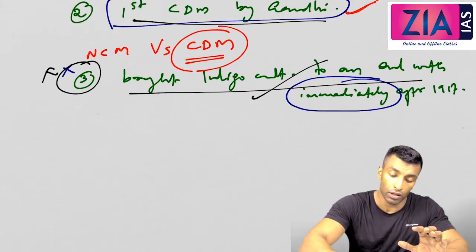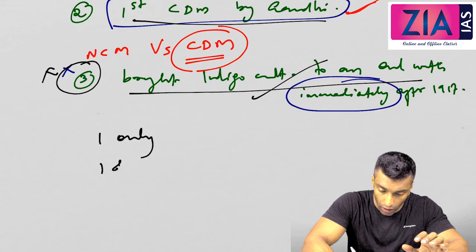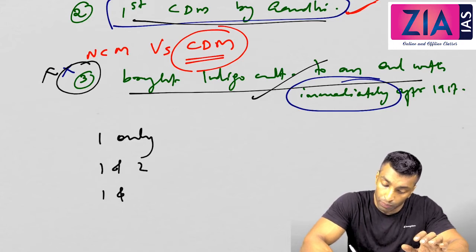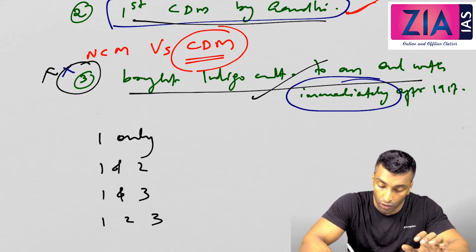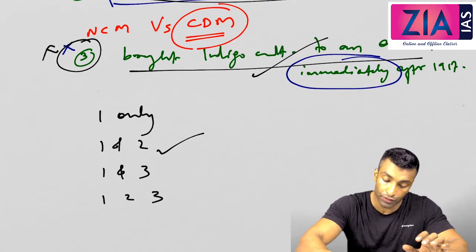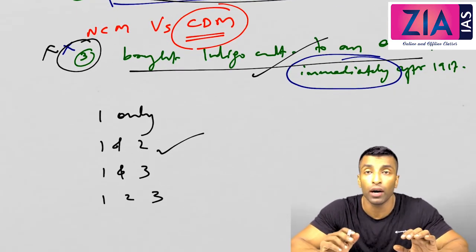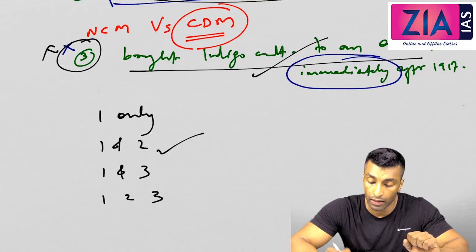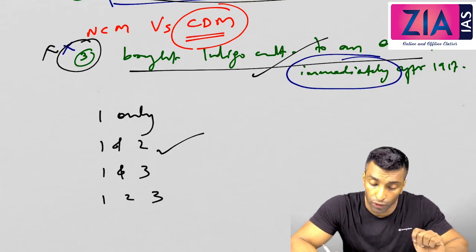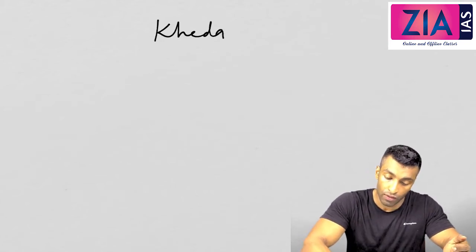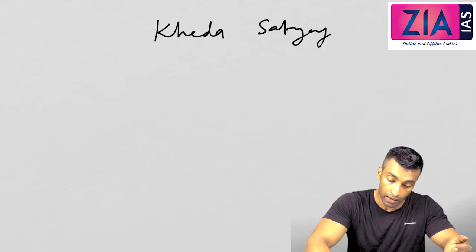So you'll have to pick. Now the options will be 1 only, 1 and 2, 1 and 3, 1, 2, 3. So the answer for this question is that 1 and 2 are correct. I hope this is clear for all of you. Now let's look into the next one, that is Kheda Satyagraha. Again very important, Kheda Satyagraha.